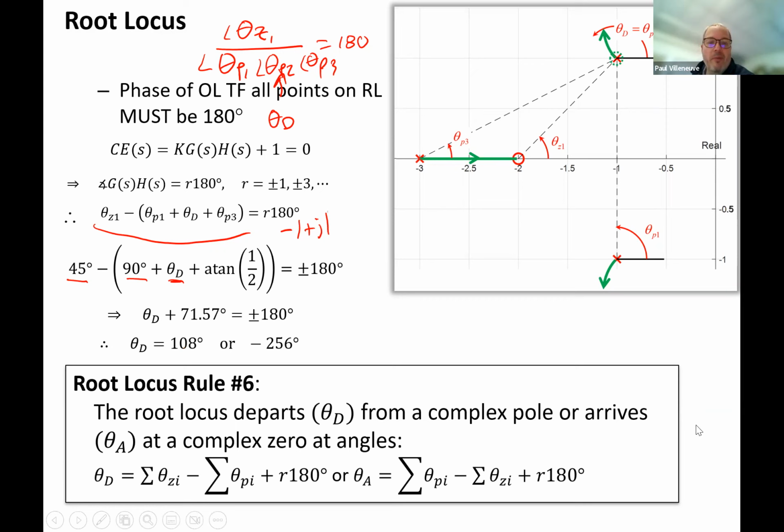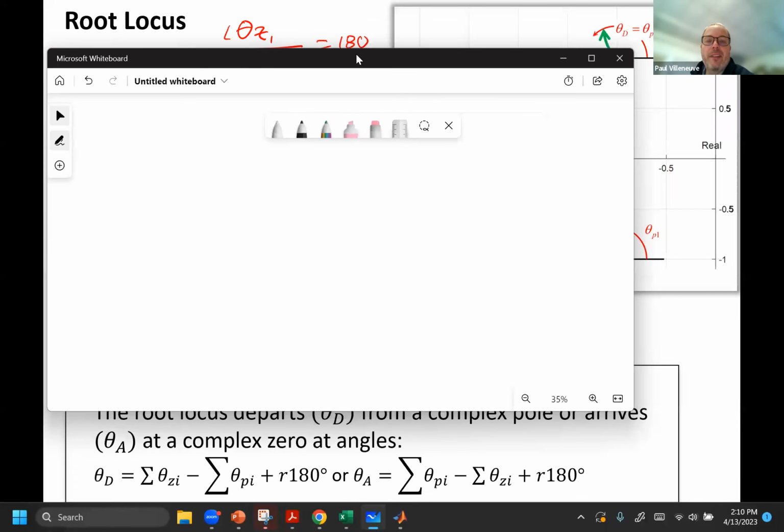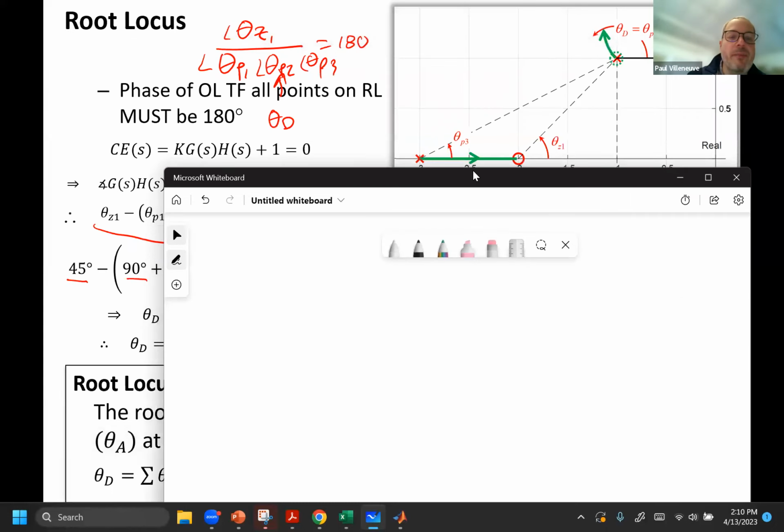Let me bring up the whiteboard here. Okay, so help me out. What is my open loop transfer function? I'll take a volunteer. Open loop transfer function. Anybody want to guess or tell me what it is?